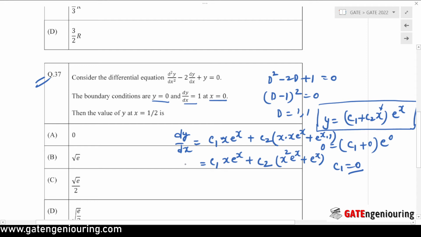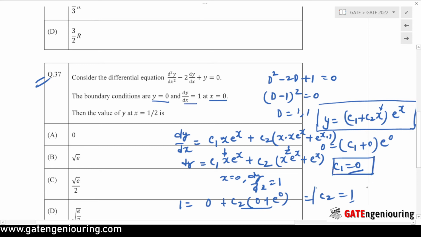Okay, so in this, if I put this equal to 1, according to this particular boundary condition, for the value of x as 0, dy by dx is 1. So if I put these boundary conditions here, I'll be getting 1 on this side, this x becomes 0, so this term is 0, and this x becomes 0, so this term is also 0. So from here you will see c2 into 0 plus e power 0, so c2 is 1 from here. Okay, so c1 is 0, c2 is 1.